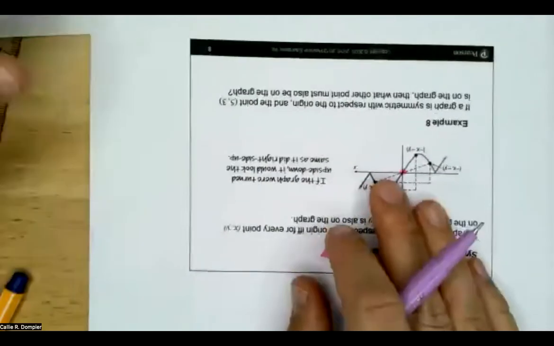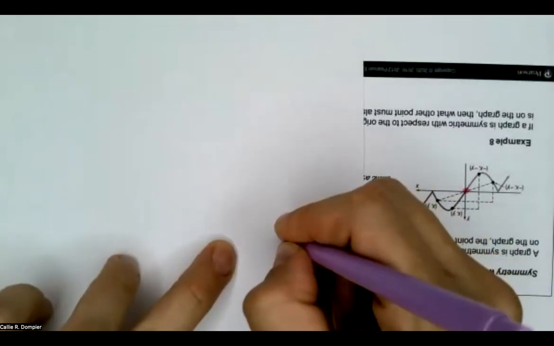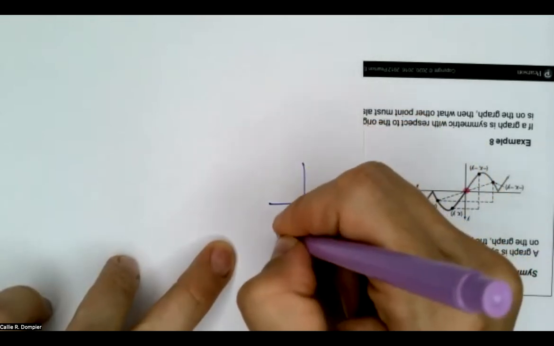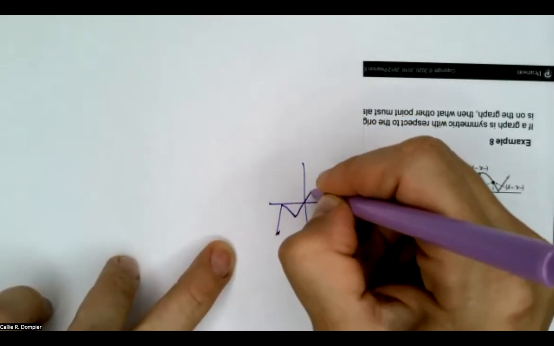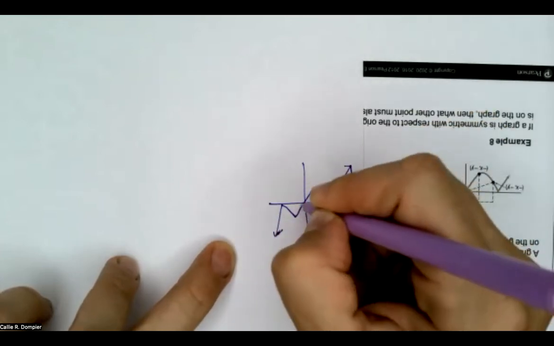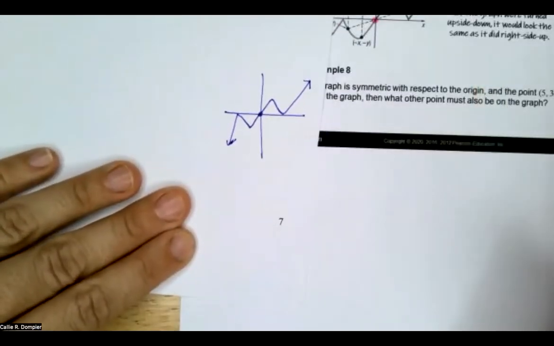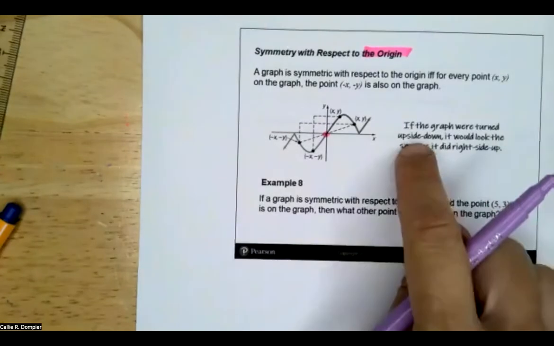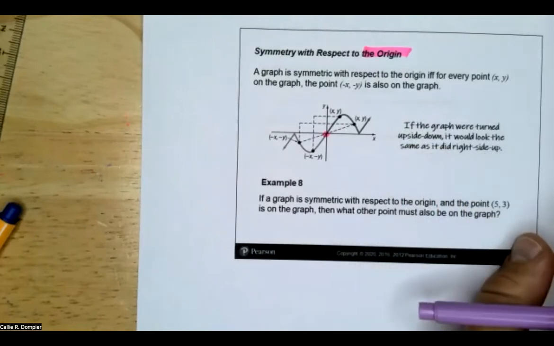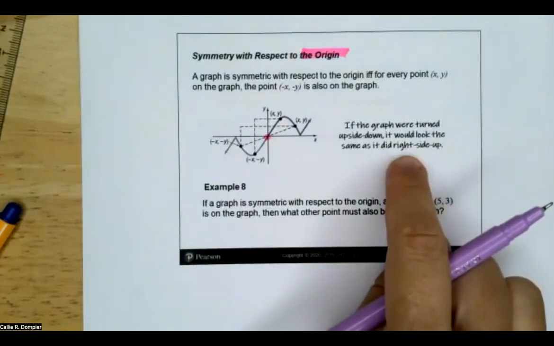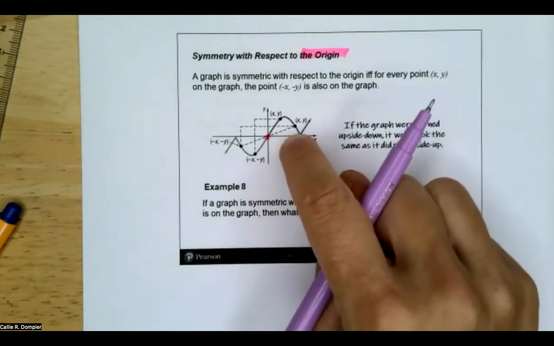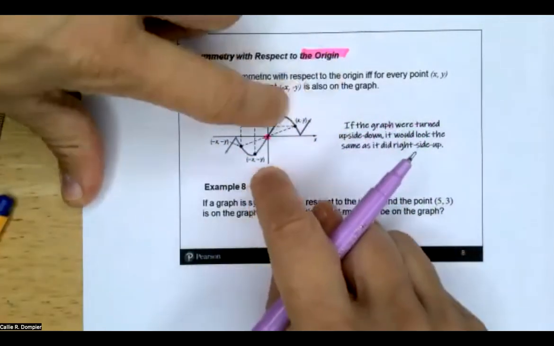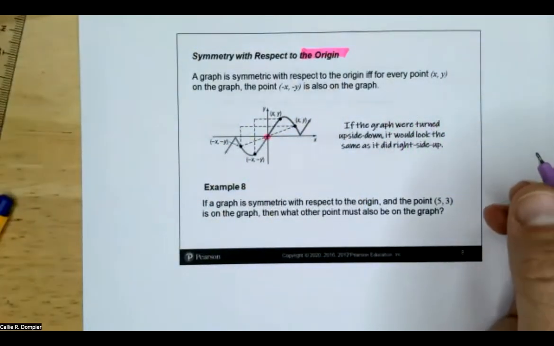Good. Or you can draw your graph on a different piece of paper so that it doesn't get turned upside down. You can turn it upside down and say, yeah, same graph. Good. So it's symmetric with respect to the origin means you can turn it upside down and it looks the same as it did right side up. Instead of being equal distance from the x-axis or the y-axis, it's equal distance from the origin.